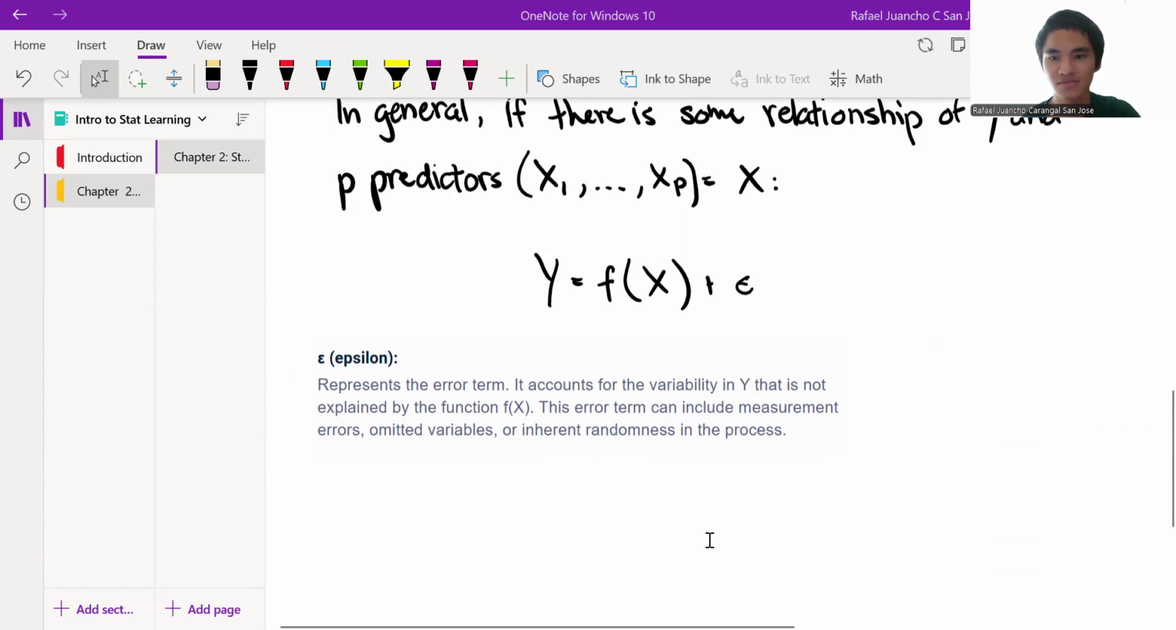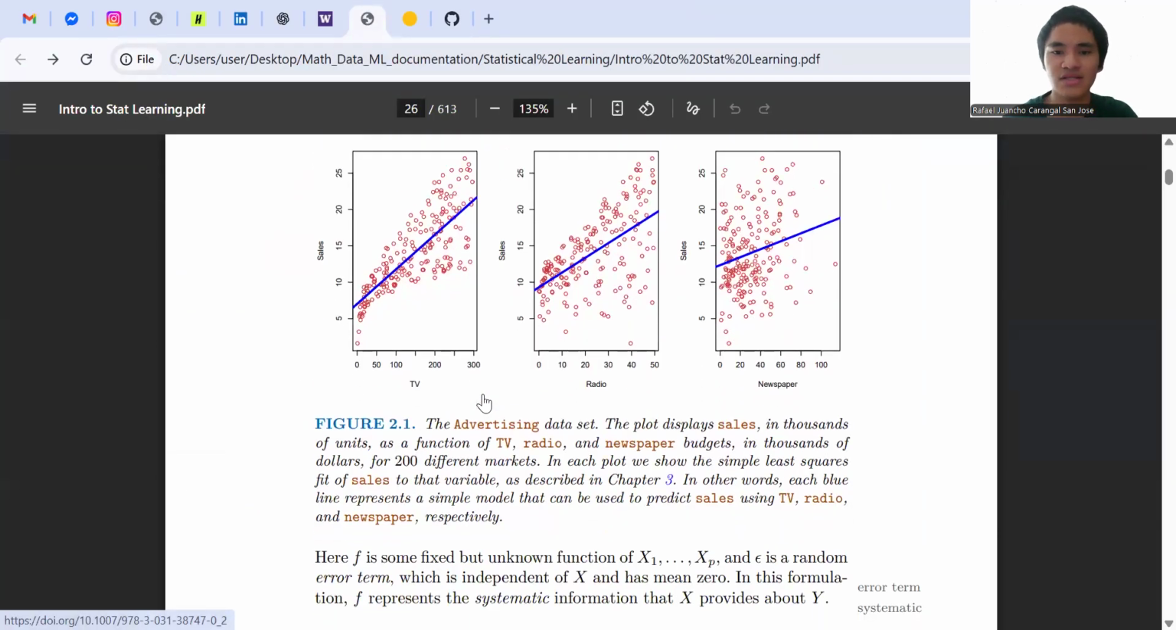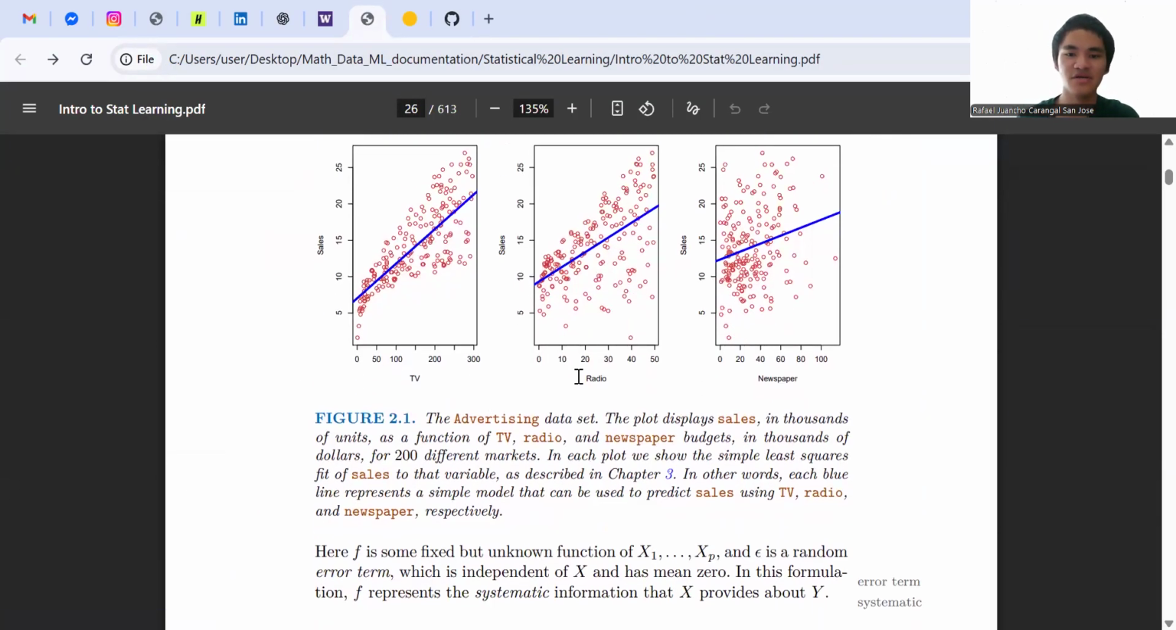Now going back to the book. So that's our data, right? On the TV, the radio, and the newspaper. And so that's the advertising data set. And what does this tell us? This plot displays the number of sales in thousands of units.